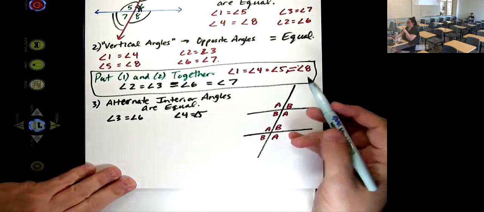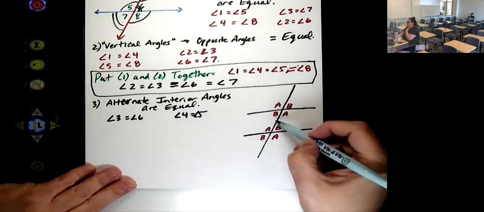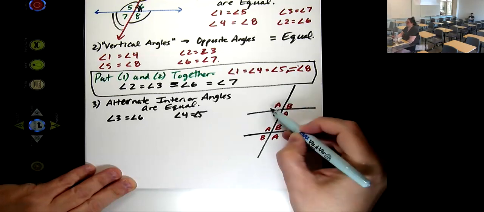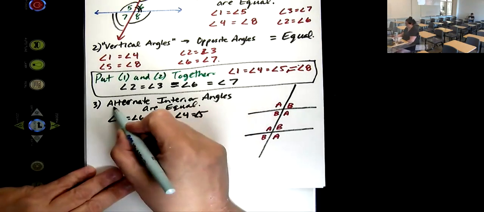All the way around is 360, or you just do A and B have to add up to 180. No matter which way I look at it, A and B make a 180-degree line. So they do the alternate interior angles.